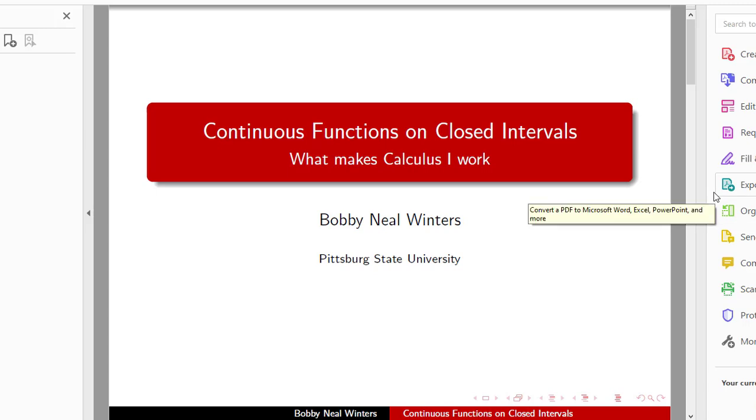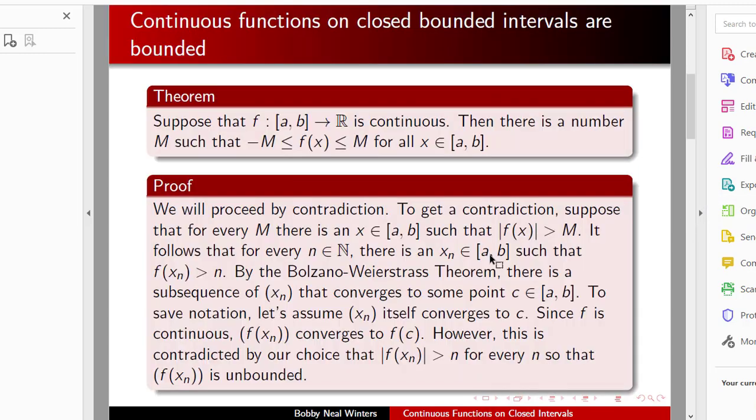So today's lecture is about continuous functions on closed intervals. What makes Calculus 1 work? And that's just a little bit of an overstatement, but not too much. Start off with: continuous functions on closed bounded intervals are themselves bounded.